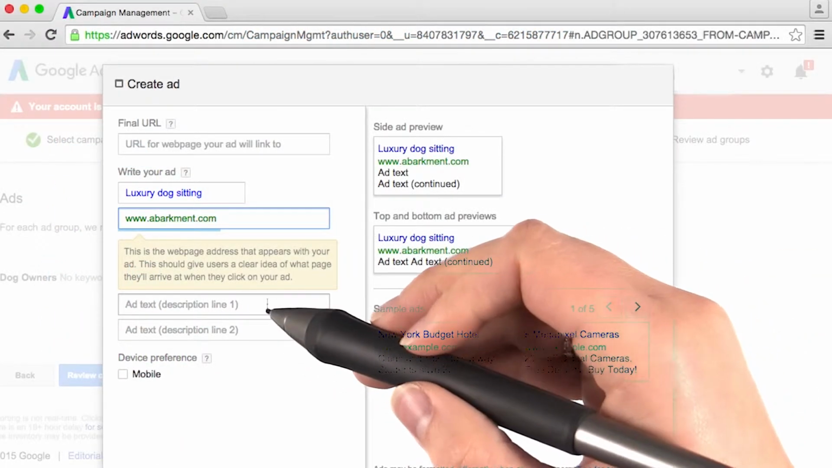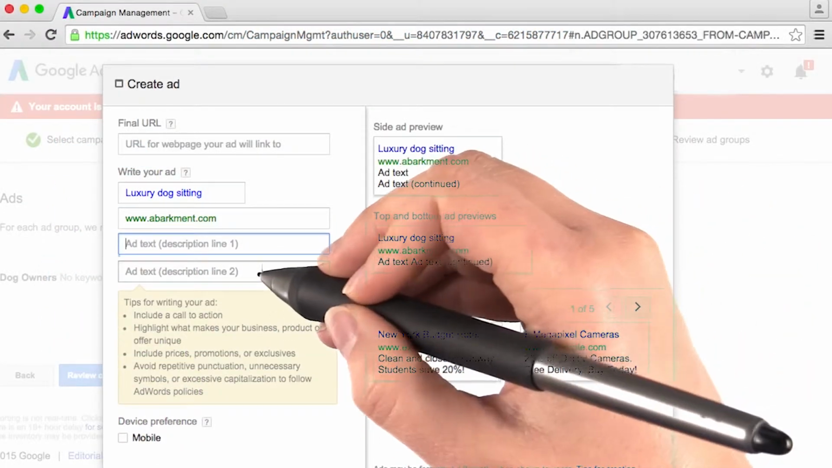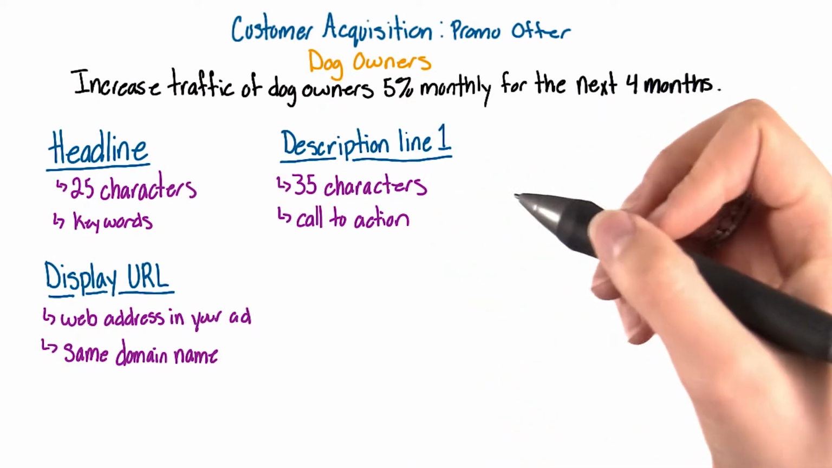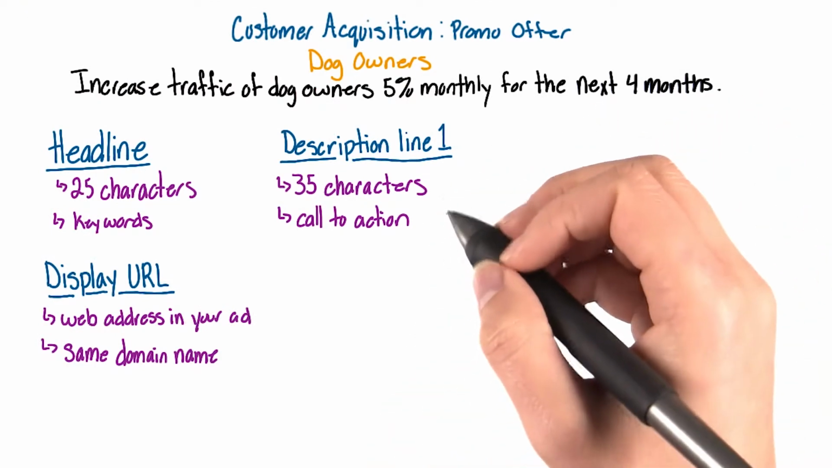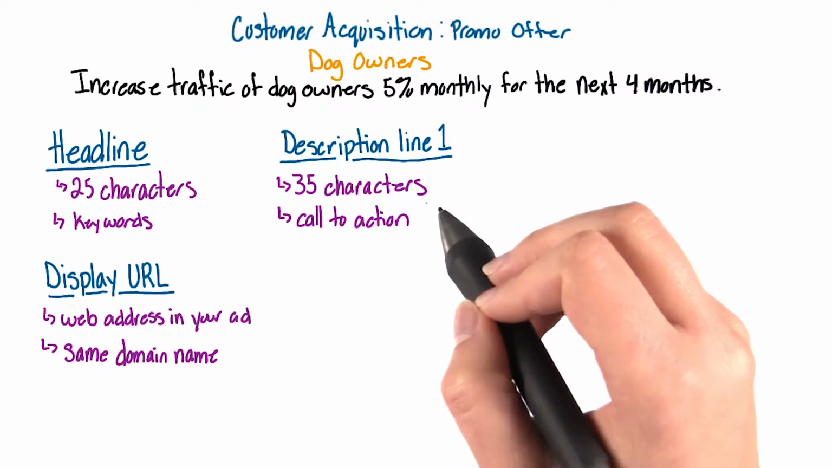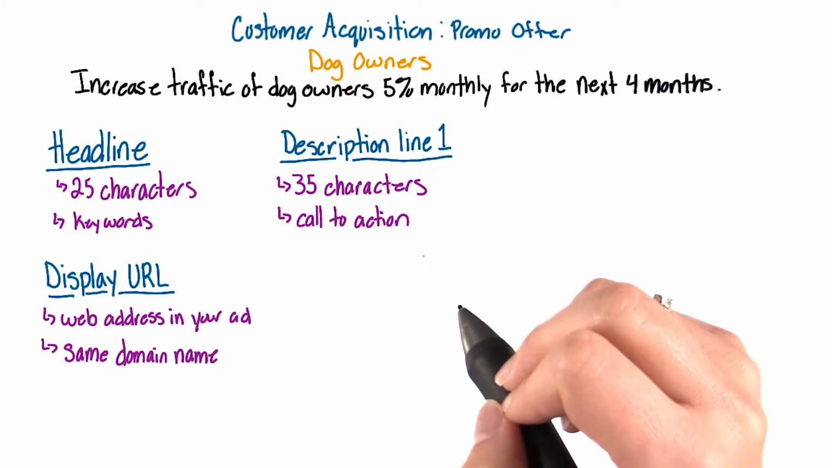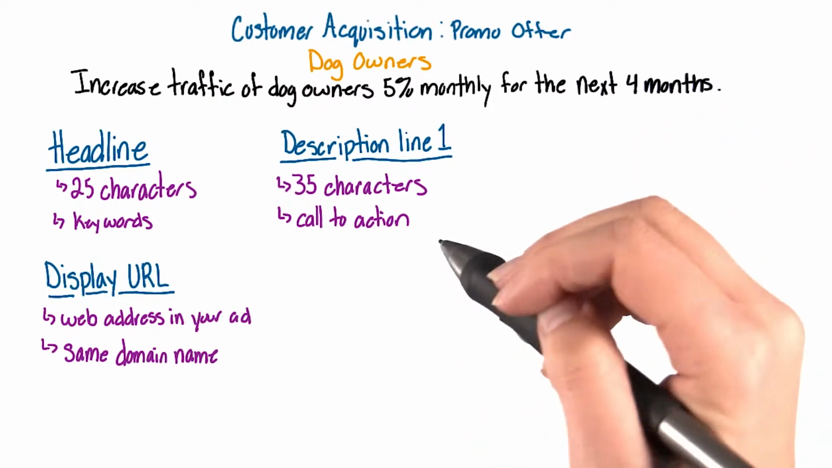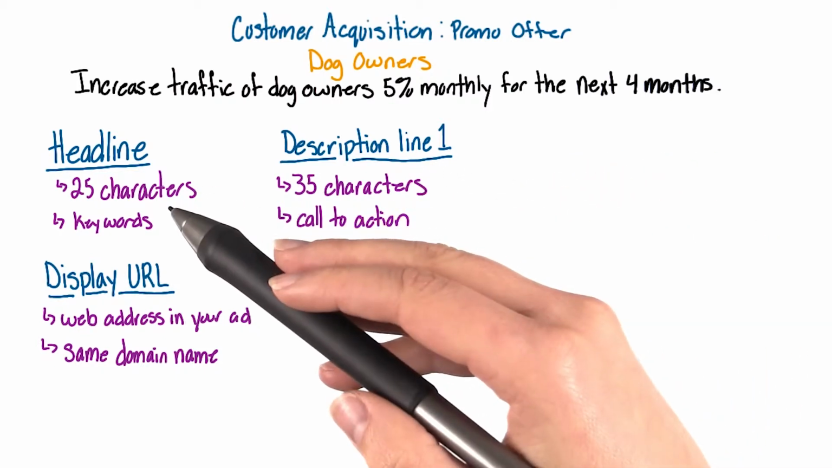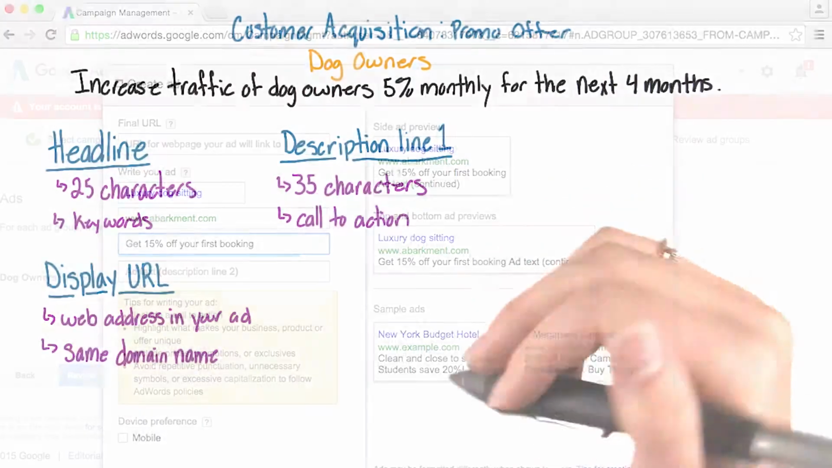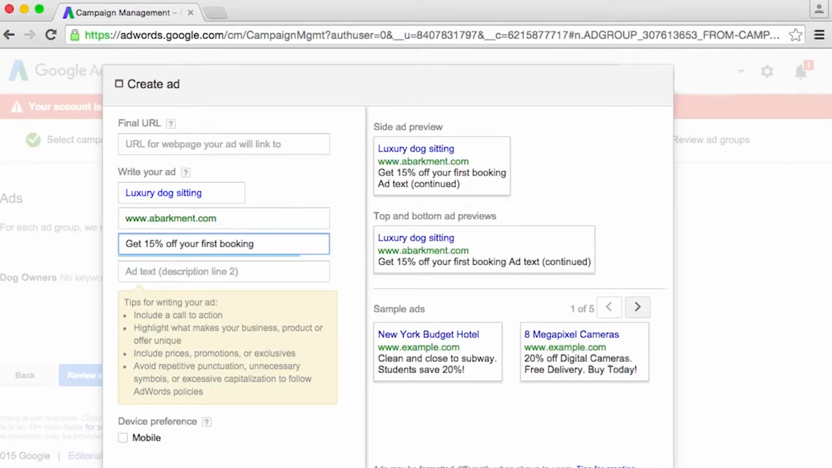Next, we're going to need to do our description line 1 and description line 2. So let's talk about these. Description line 1 will be below the display URL, or it'll be displayed as part of the headline. You have 35 characters to use when attracting your customers. Think about adding a call to action here. And don't forget, sometimes the description line 1 and other parts of your ad can be seen along with your headline if AdWords thinks it's going to help you perform better. So don't just write this off. We're going to use "get 15% off your first booking" as our first description line.